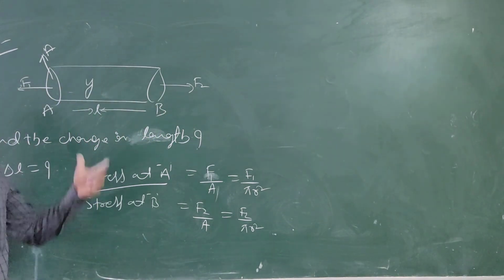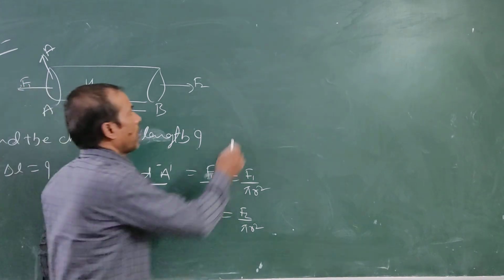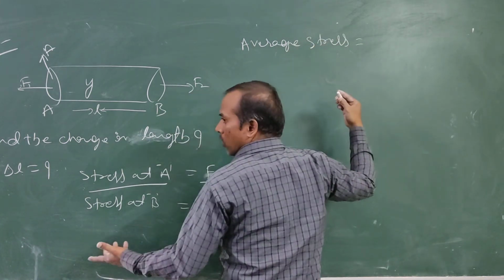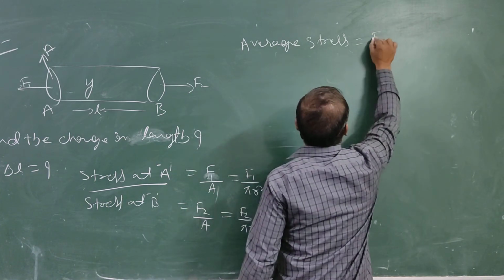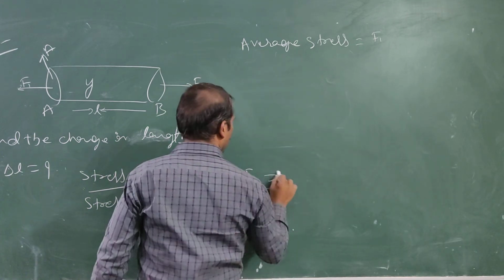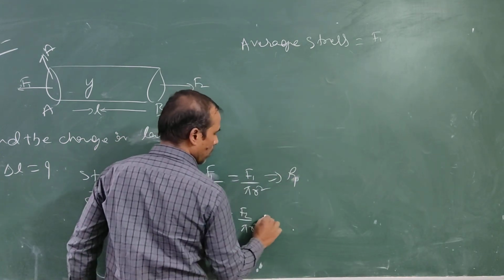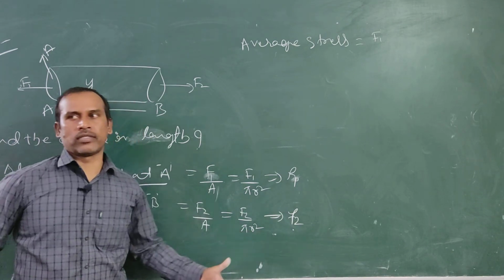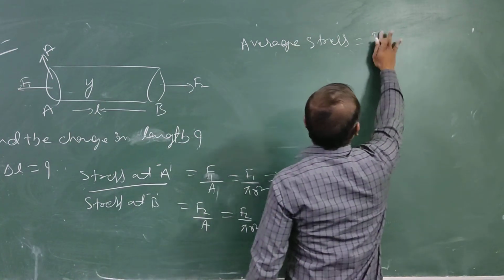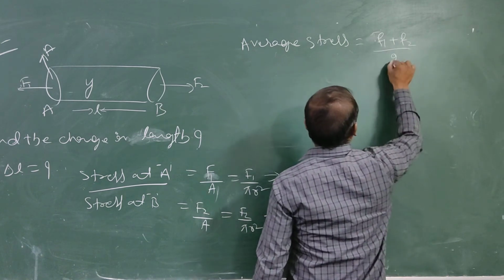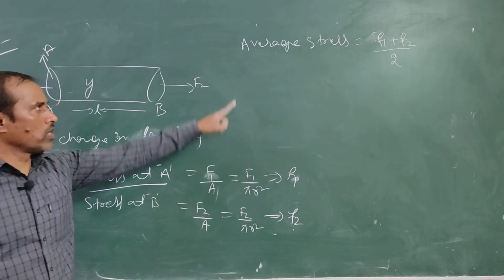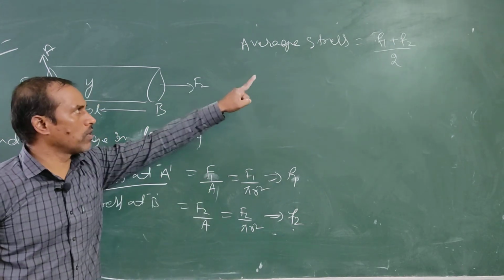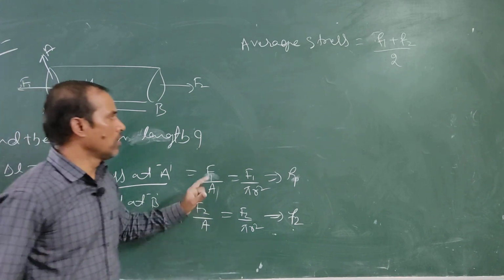Now the average stress on the rod is equal to the total stress divided by 2. Small f1 is the stress at one end, small f2 is the stress at the other end. So the average stress is equal to f1 plus f2 by 2. Substituting their formulas, f1 is equal to F1 by A and f2 is equal to F2 by A.